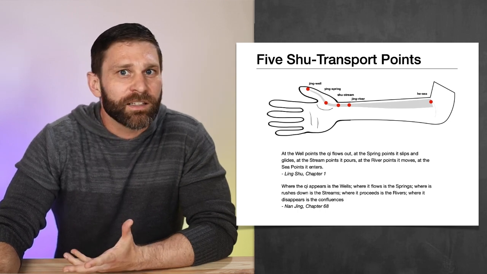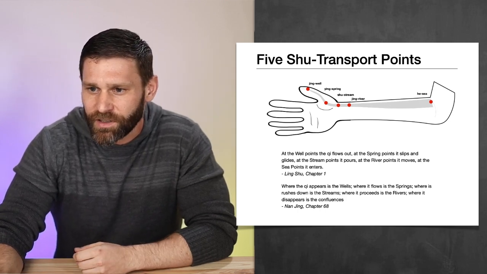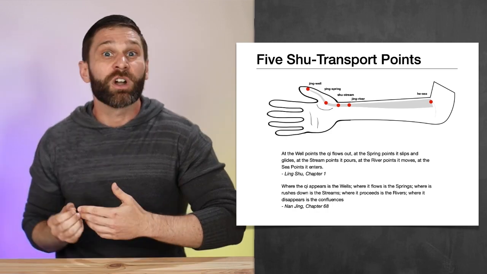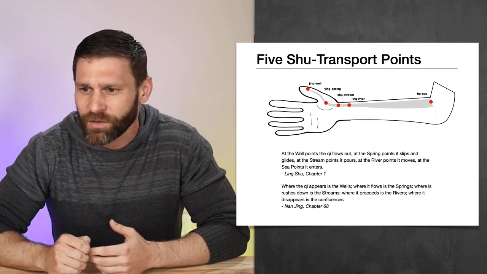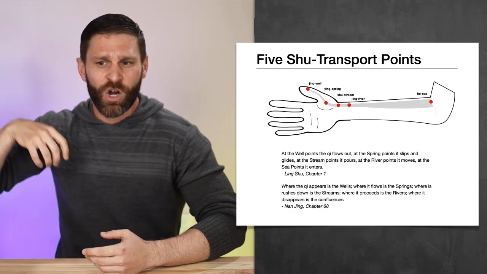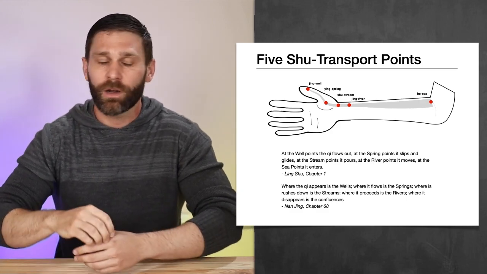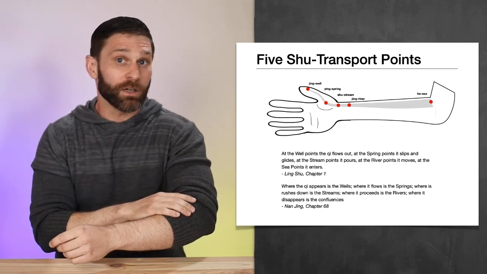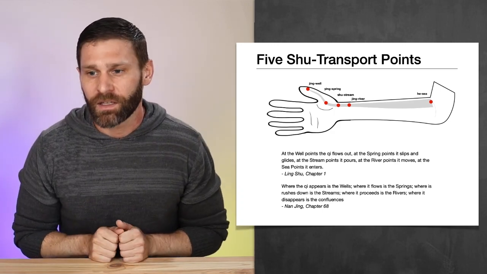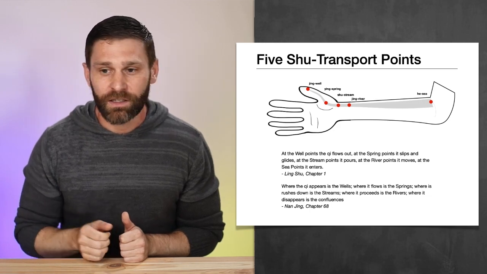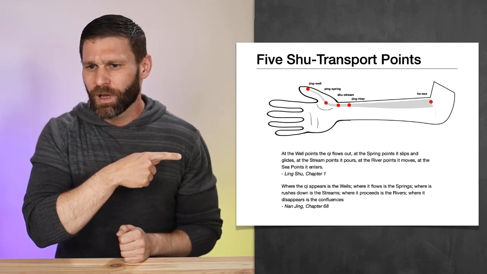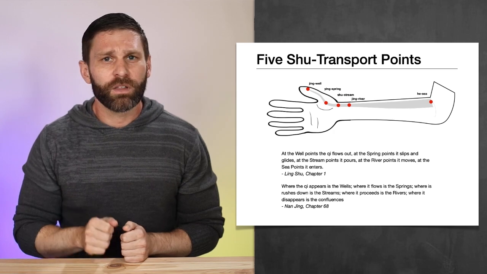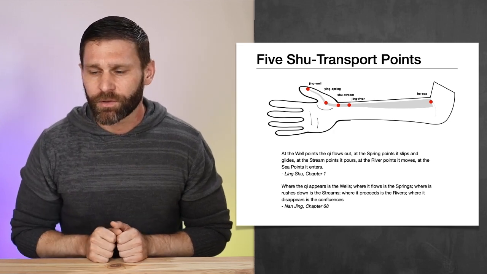The Nanjing says something similar, but it slightly reinterprets it. Where the qi appears, where it gushes forth, is the wells. Where it flows as a spring, where it rushes down as the streams, where it proceeds is the rivers, and where it disappears or dives deep is the confluences or the seas. I think one of these was translated by Unschuld, the other one might have been translated by Deadman.